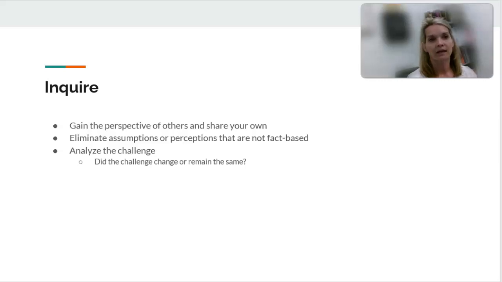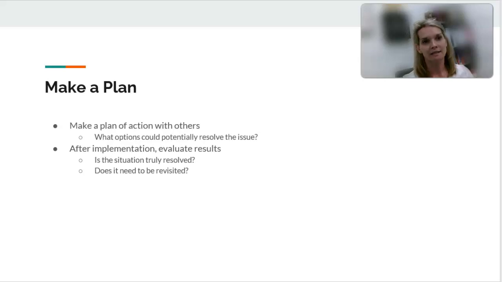And then once you've gathered that information and you've heard the perspective of the other person and you've shared your perspective, you've eliminated the assumptions and perceptions, you can analyze the challenge. Usually the challenge is much clearer, and all of a sudden this big challenge can become very small and not be such a challenge. So that's how you want to do your inquire. And then the last is to make a plan. The plan is the action that you're going to take or the other individual is going to take to resolve the issue.